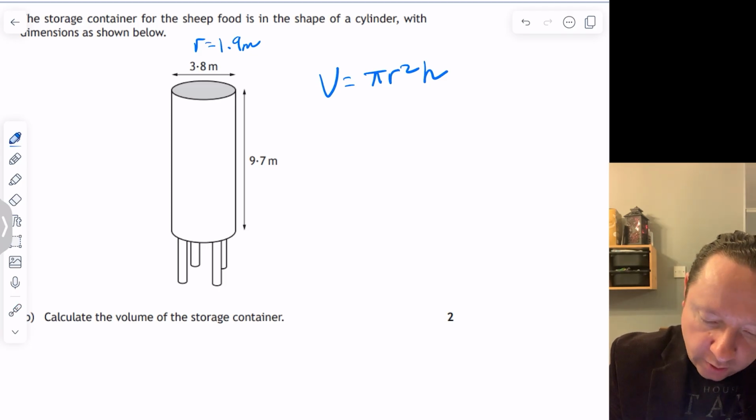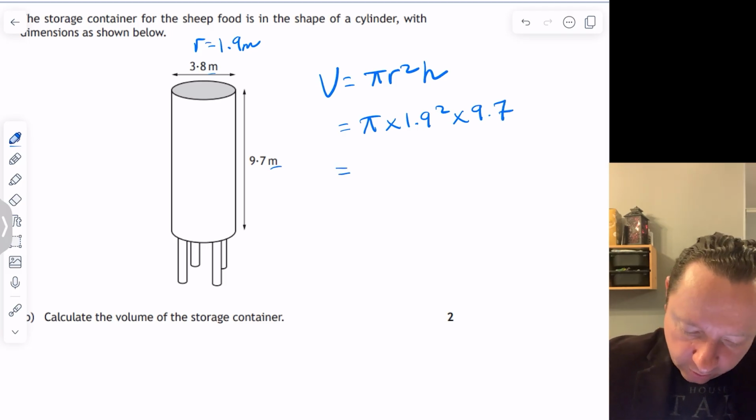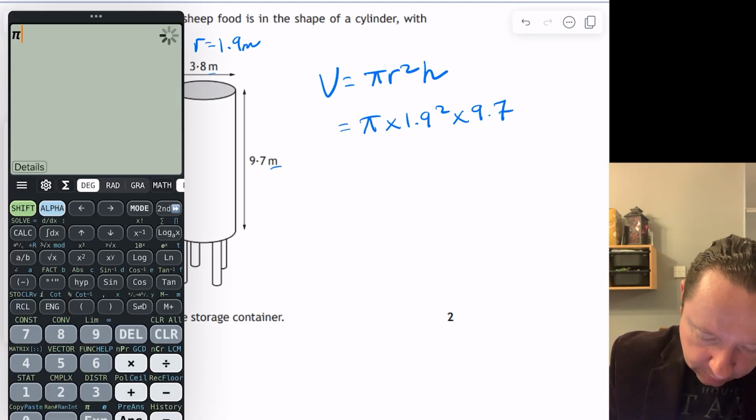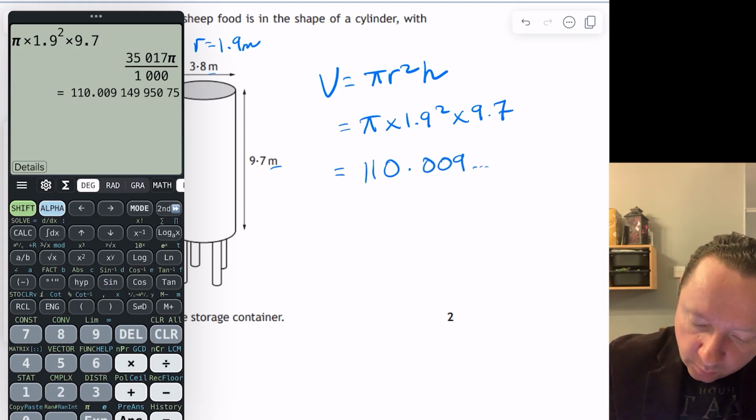So now I can just substitute in. That's pi times 1.9 squared times 9.7. Double checking the units are the same, and they are. Calculator. Pi times 1.9 squared times 9.7, 110.009. I always put ... to show I've not rounded. And then the units are meters, but it's volume cubed.